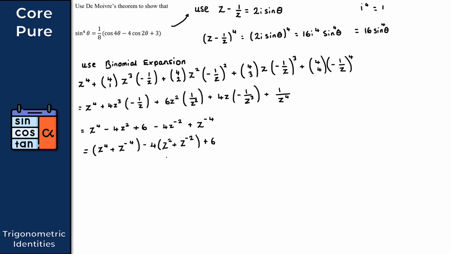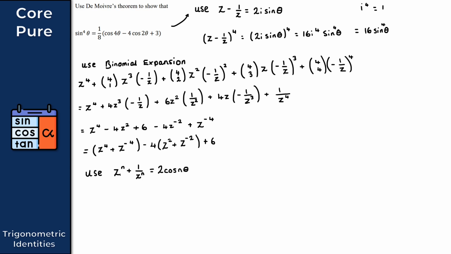Okay, so at this point, what we can do is use this result here. So we can use z to the n plus 1 over z to the n. And as you can see, this is why we've grouped these relevant terms together, because we're now going to use this result. And you should be aware that z to the n plus 1 over z to the n is equal to 2 cos n theta. Okay.